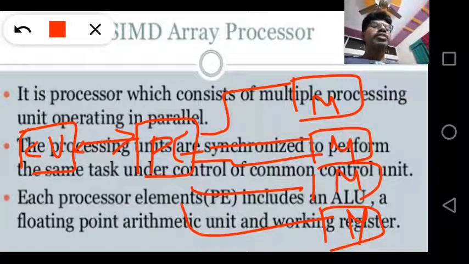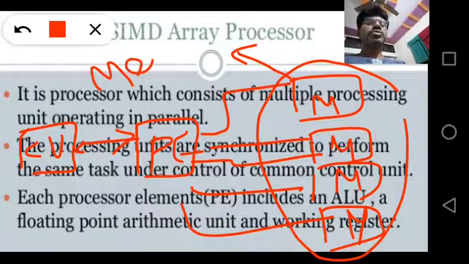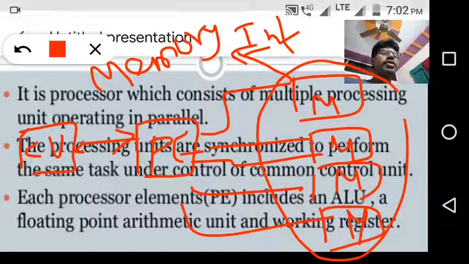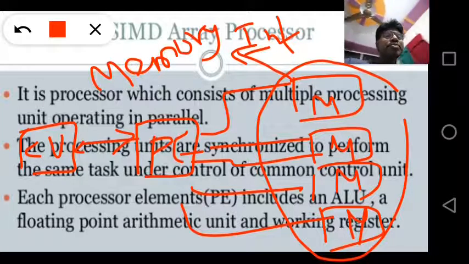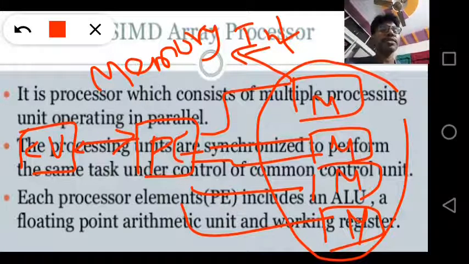You can treat this as memory interleaving. This can be implemented using memory interleaving. For that reason, we discussed memory interleaving in the very beginning. So the control unit sends one instruction to the processing element, and the processing element will do the computation.